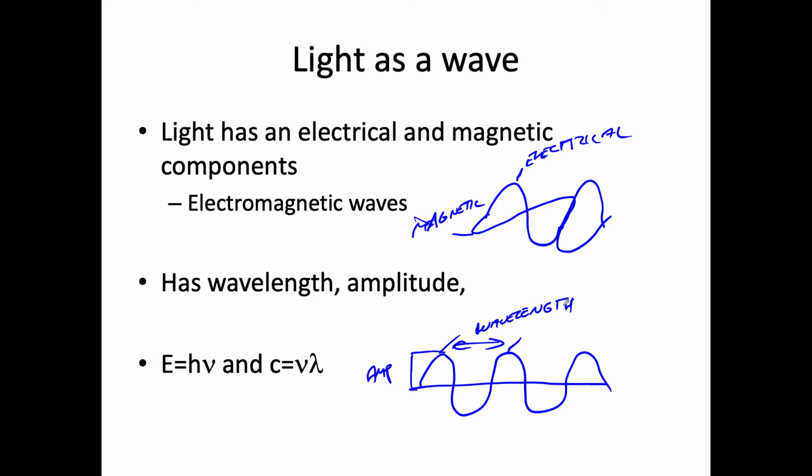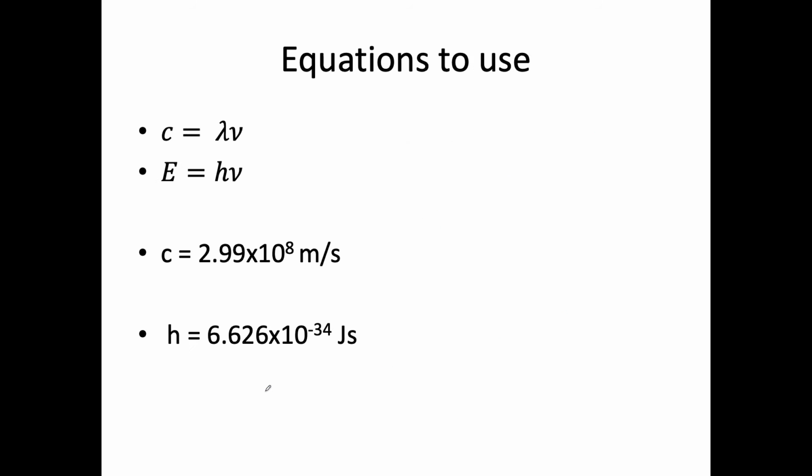And we're going to be using these two equations, and we're going to cover this later. E is equal to h nu, where E is energy, and c is equal to nu lambda, where nu is the frequency. And we'll talk about that in a minute. And actually, here it is, the equation we want to use. c is the speed of light.